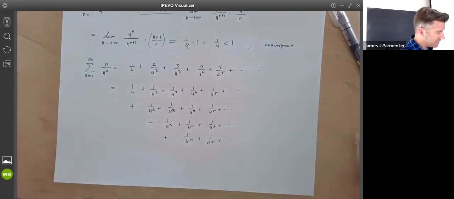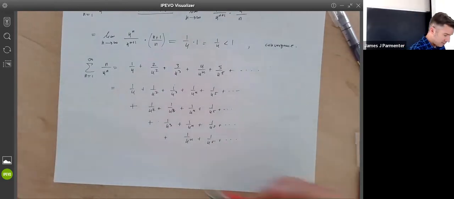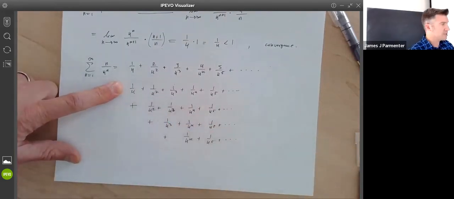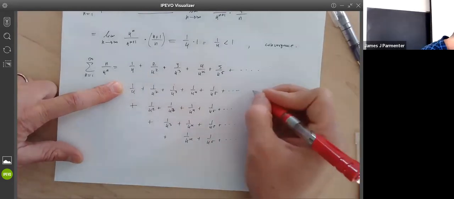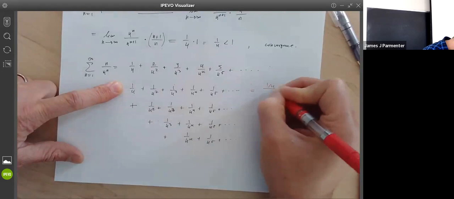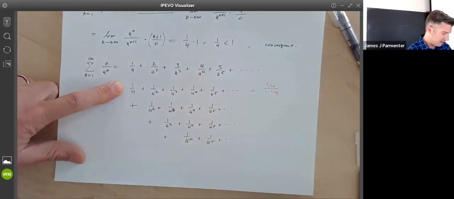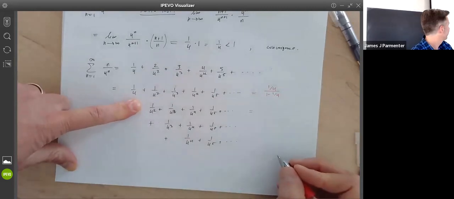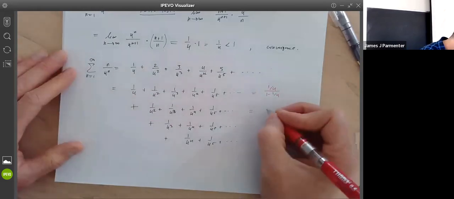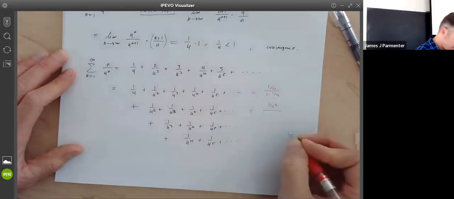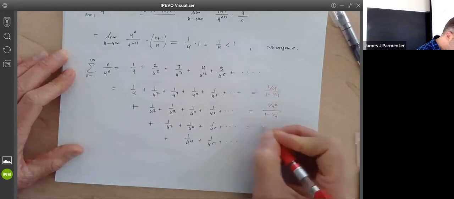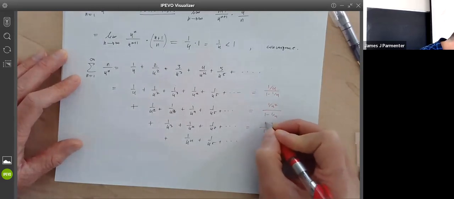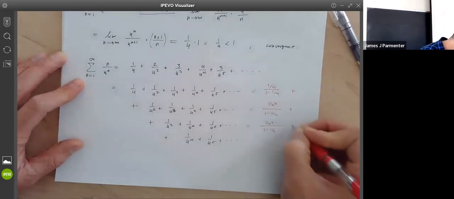But look, each of these is a geometric series in its own right. This is a geometric series. For this first geometric series, what's the ratio? What's the starting term? So this first geometric series is equal to 1/4 over 1 minus 1/4. Okay, for this second geometric series, what's the ratio? Still 1/4. What's the starting term? And for this next one, the ratio is still 1/4, but now the starting term is 1/4 cubed. And I'm adding all these together.